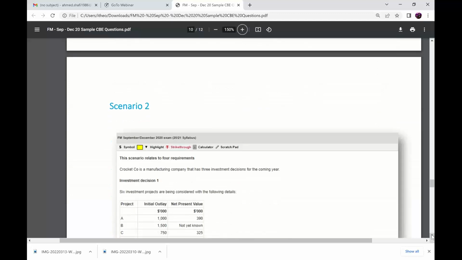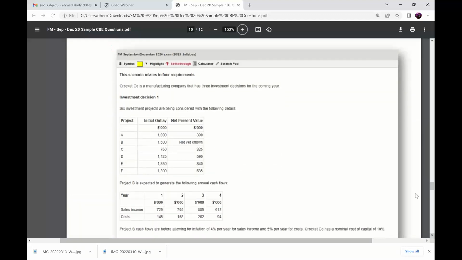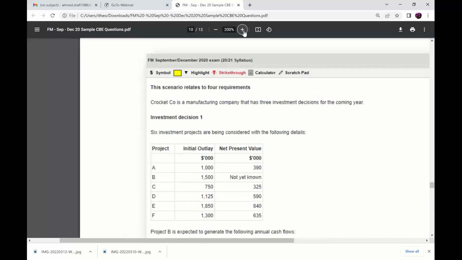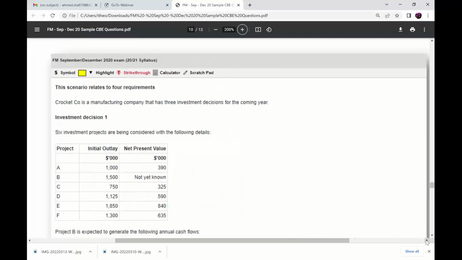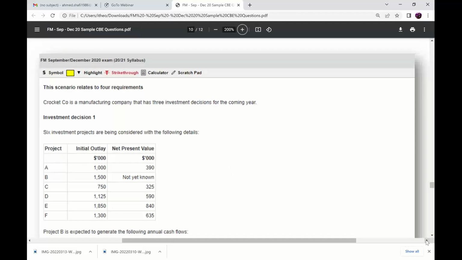Question number 2. This is the question which you are going to attempt. This is the question from September, December 20 exam. And in this question, we are going to cover investment appraisal through it. Okay. So I have opened the exam screen just to make you all familiar with what exactly the examination screen looks like. And then we will solve it on the spreadsheet.